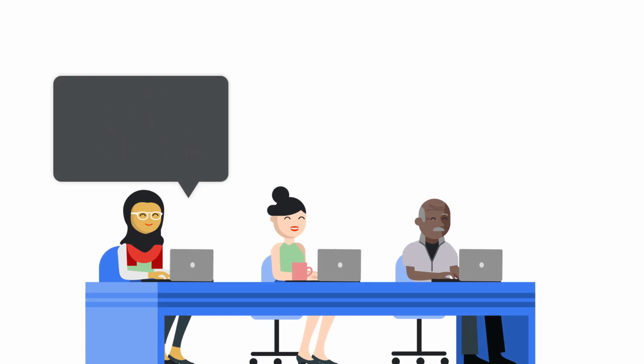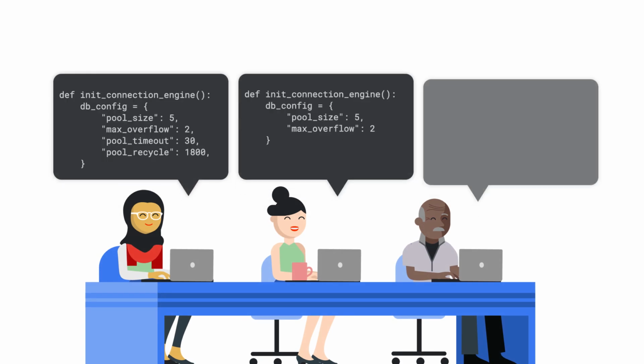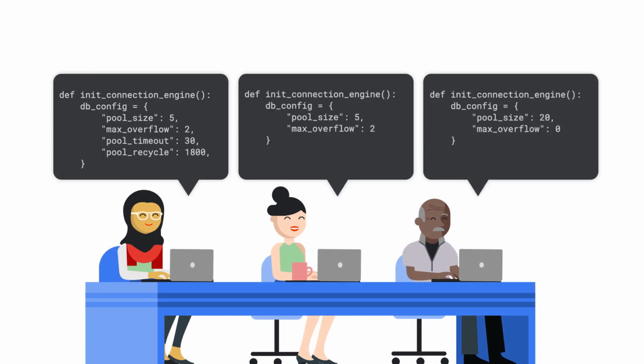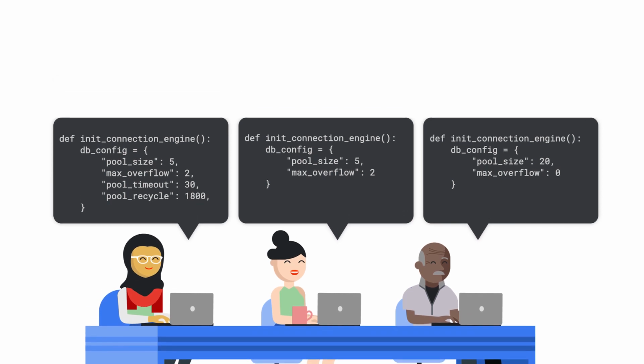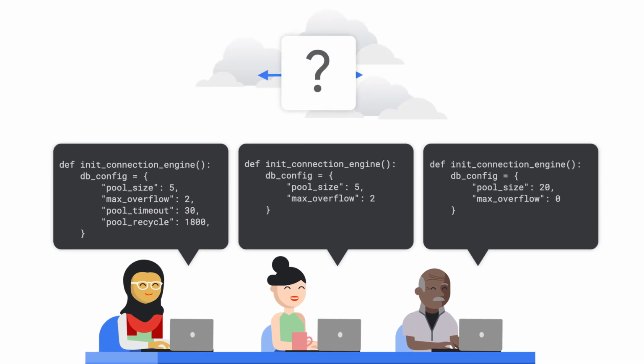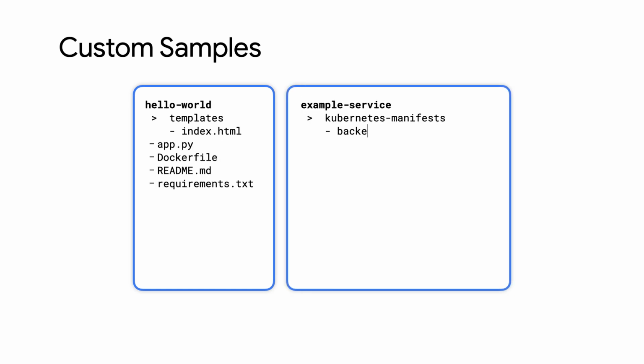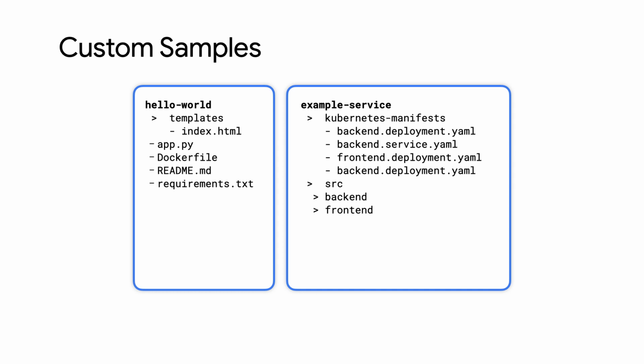Enterprise application development poses unique challenges when juggling multiple organization requirements and dependencies. But what if you had a central starting point to build applications configured to your organization's needs? That's where Cloud Code's custom samples feature can help out. Custom samples can be starter applications, services, or infrastructure configurations that are easy to share with your team.